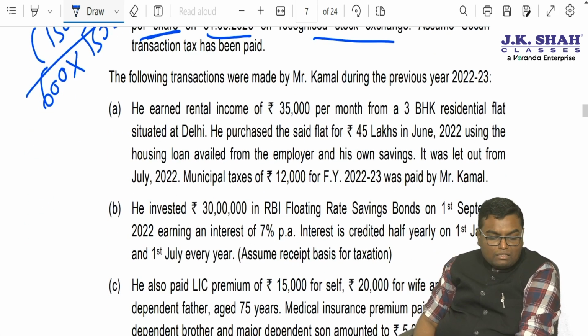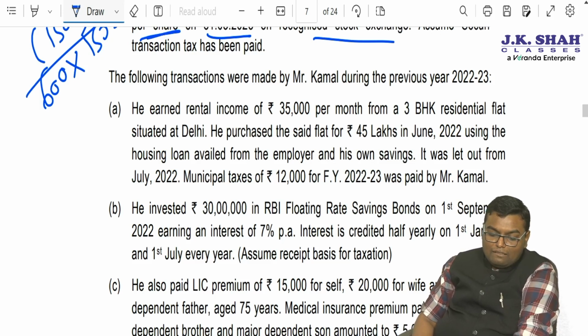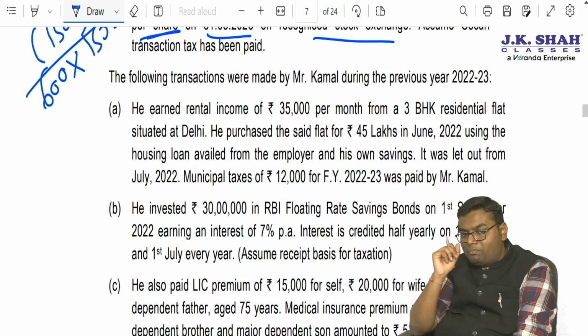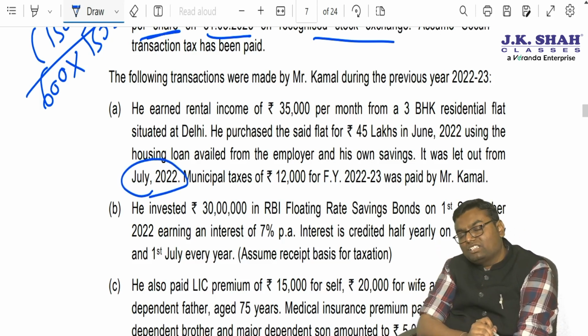Following transactions were made by Mr. Kamal during the previous year 22-23. He earned rental income of 35,000 per month from a 3 BHK residential flat situated at Delhi. He purchased the flat for 45 lakh in June 22 using a housing loan availed from the employer and his own savings. It was let out from July 22. So this is a let out property, house property chapter. 35,000 from July 22 till March 23.